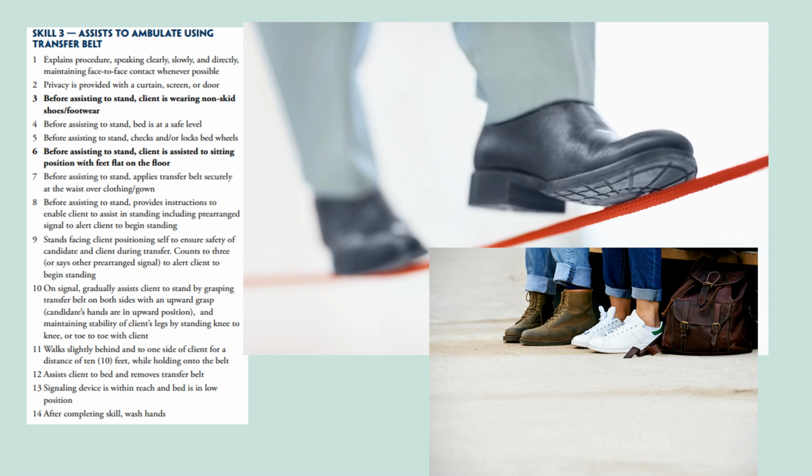Note, beginning with step 3, all of the steps start with the order word before. Steps 3 through 8 are all conducted before the client is assisted to stand up. Pay attention to the words securely, prearranged signal, stability, assists, slightly behind. Note the hand position on the gait belt in step 10. It's an upward grasp. This skill provides very detailed instruction for the candidate to follow, all of which are focused on the safety of the client.